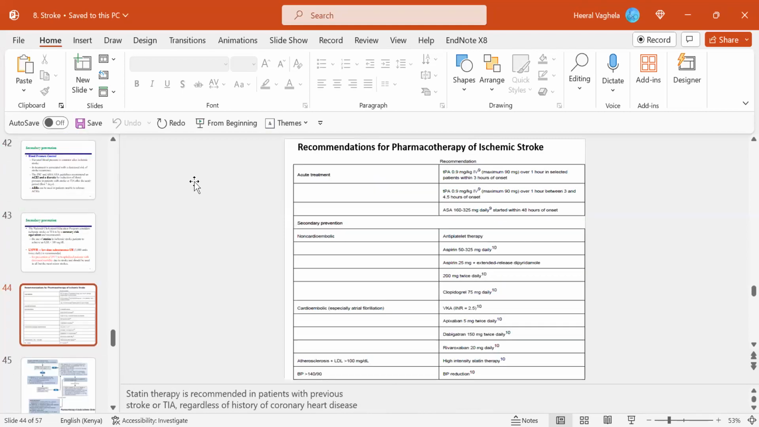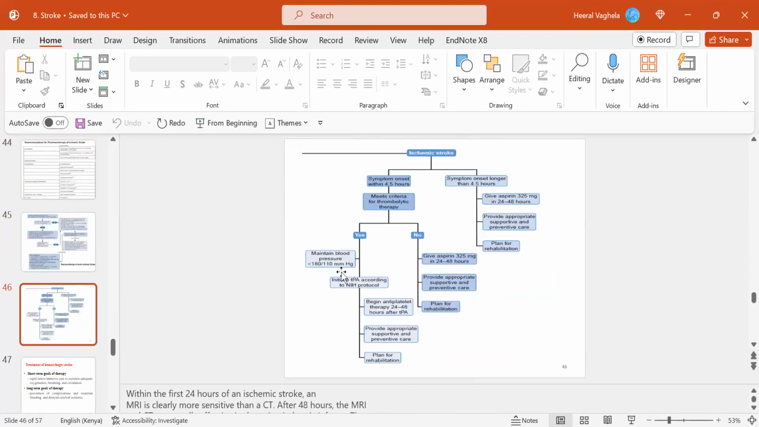If they do, then you maintain the blood pressure at 180 over 110, and you start the TPA, which is the alteplase. And then you begin antiplatelet therapy after that, supportive measures and all that. But if they don't meet the criteria for thrombolytic therapy, you start with the high dose aspirin. Similarly, when the onset is past 4.5 hours, then you start with that aspirin.